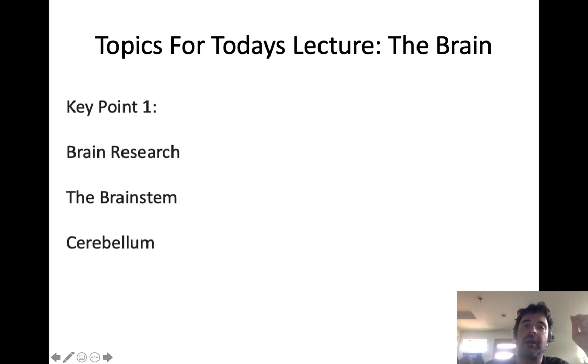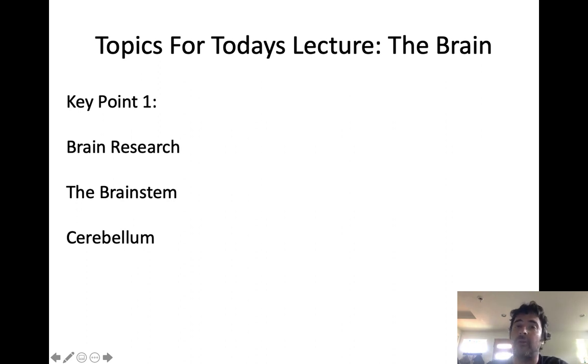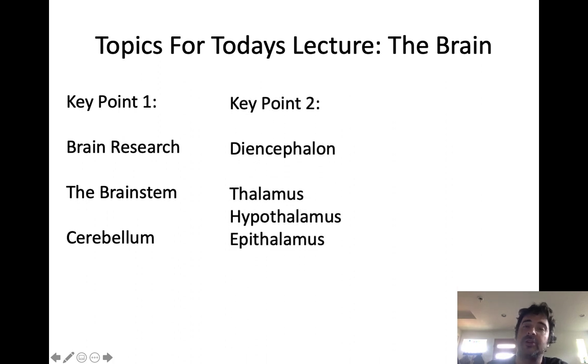So, we're going to begin by talking about how brain research kind of got a leg up, to give you guys an idea of some of the types of questions I may ask you. We're then going to talk about the brainstem, which is a major region of the brain, and the cerebellum, which is a major region of the brain in which there are specific structures you're going to have to know. We're going to shift our focus to the diencephalon, which is a major region of the brain that is composed of three primary structures I want you to know: the thalamus, the hypothalamus, and the epithalamus.